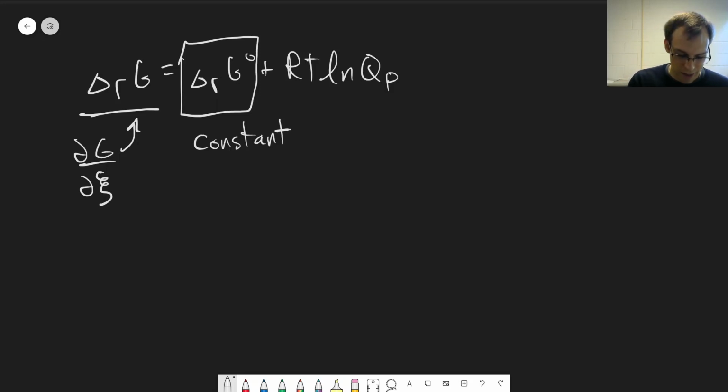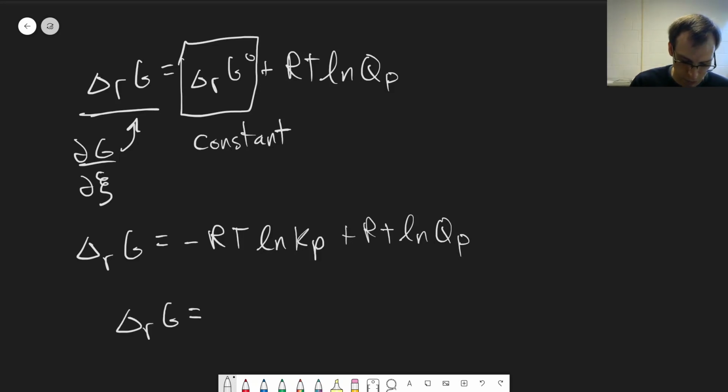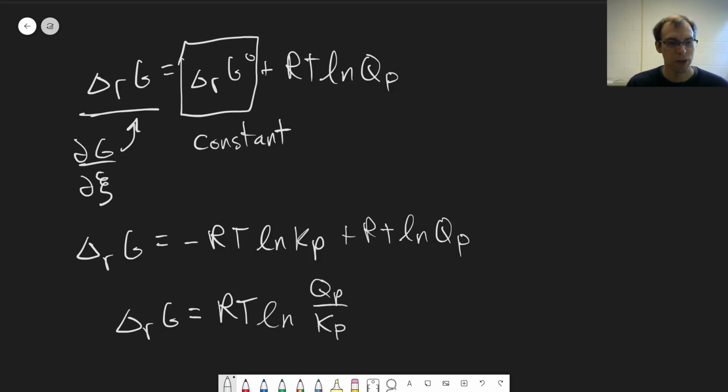One way we can look at this is if we have delta GR, we can substitute. We know delta GR naught is equal to minus RT natural log of Kp, right? We can substitute that. This is just from the definitions. And then we'll have this plus RT natural log of Qp. And then we can go ahead and combine these equations and say that delta G for the reaction, the non-standard, is equal to RT natural log of Qp over Kp.